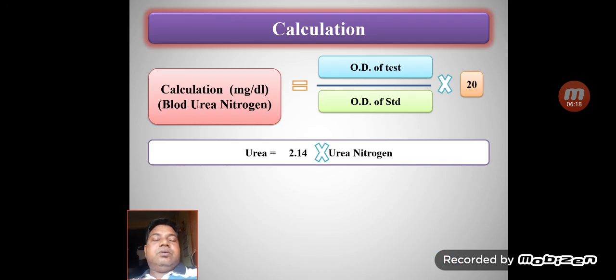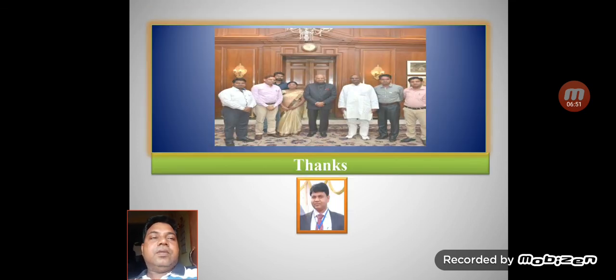The calculation of blood urea nitrogen is done by dividing the absorbance, or optical density, of the test by the absorbance of the standard, and this ratio is multiplied by the value of the standard, that is 20. After calculating the blood urea nitrogen, we can also calculate the blood urea by multiplying it by the factor 2.14. So this is all about blood urea nitrogen estimation.